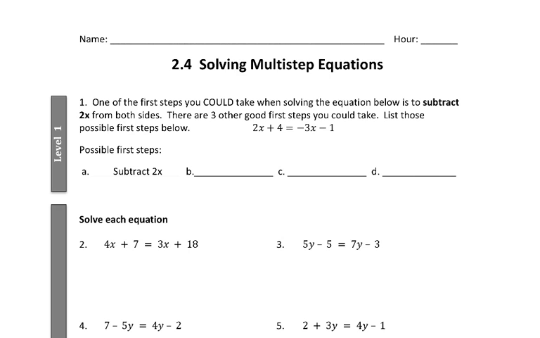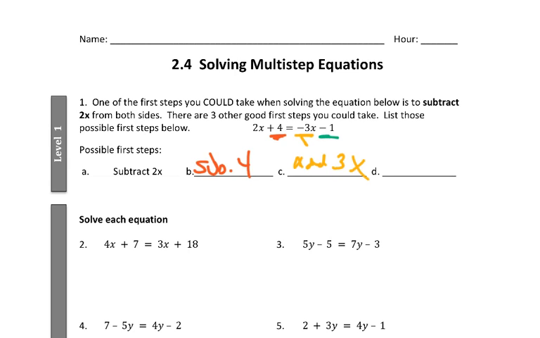So for example, if we wanted to get rid of this term right here, this 2x, the way we would do that is by subtracting 2x. If we wanted to get rid of this positive 4 that's right there, the way we would do that is by subtracting 4. If we wanted to get rid of this negative 3x, well, the way that you get rid of a negative number is you add it. So we could add 3x.